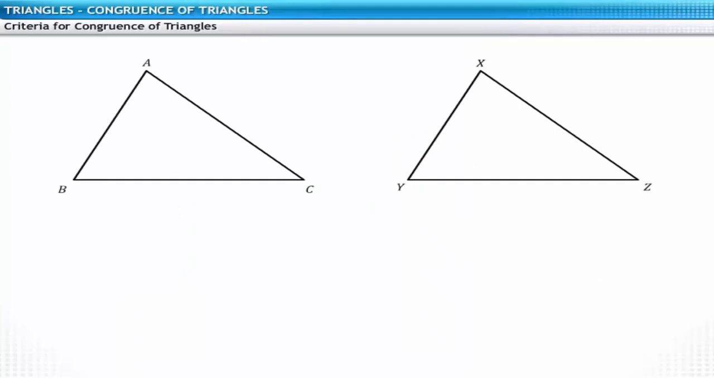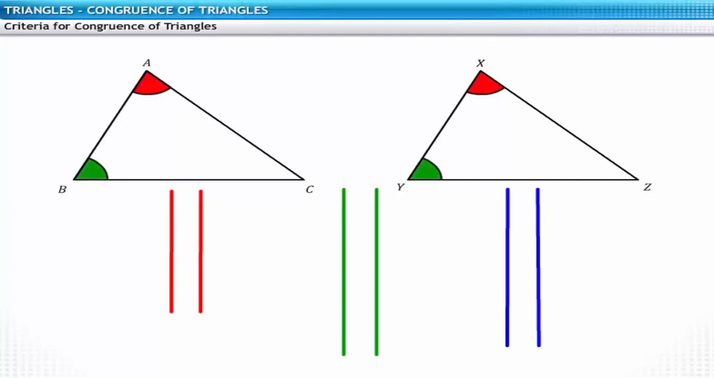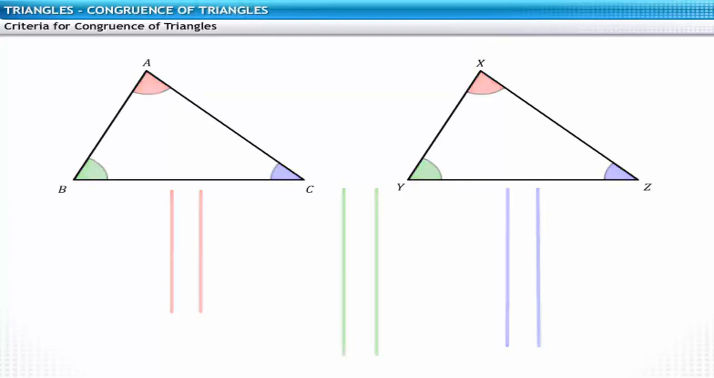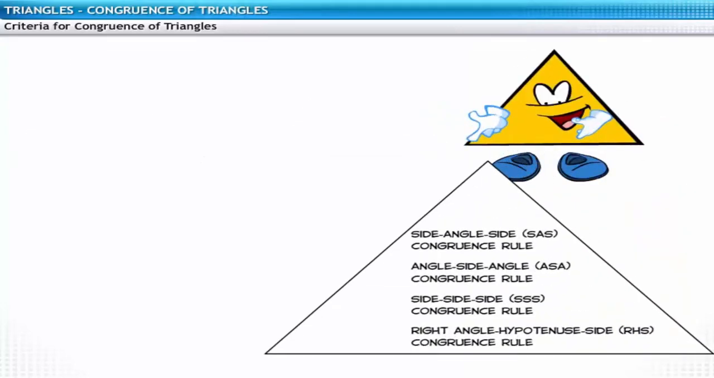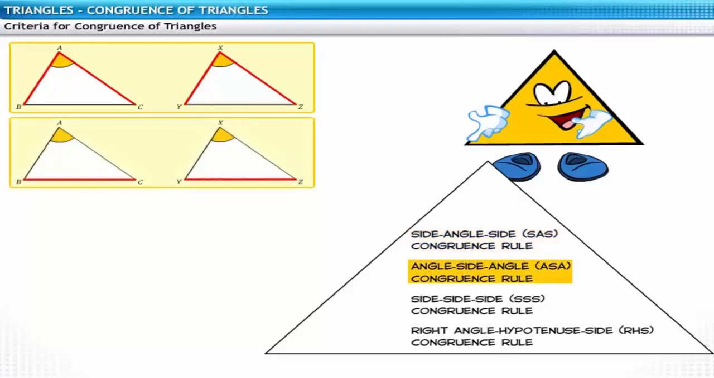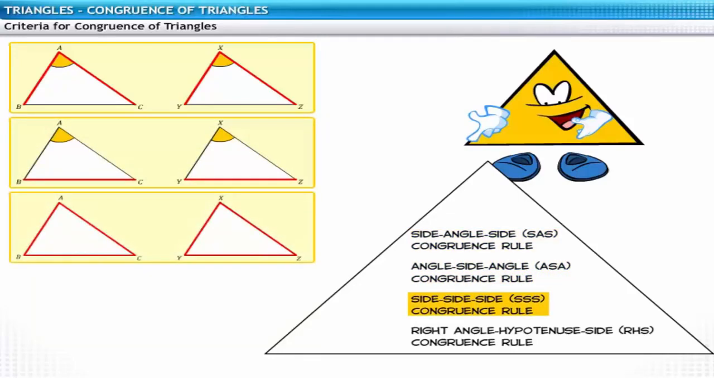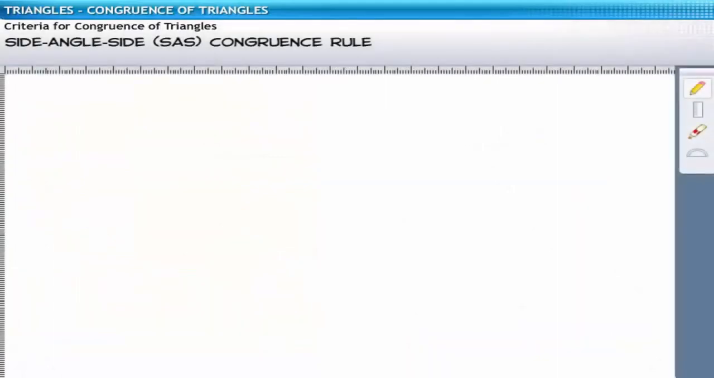Congruence of two triangles is defined based on different criteria. We know that two triangles are congruent if all the 6 parts of one triangle are equal to the corresponding 6 parts of the other triangle. You can also prove two triangles are congruent even if the 3 parts of one triangle are equal to the corresponding parts of the other triangle. We'll discuss the basic 4 criteria that state two triangles are congruent. Let's begin with the side-angle-side congruence rule.